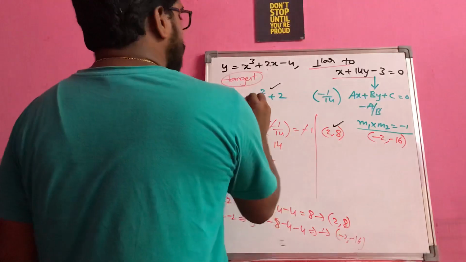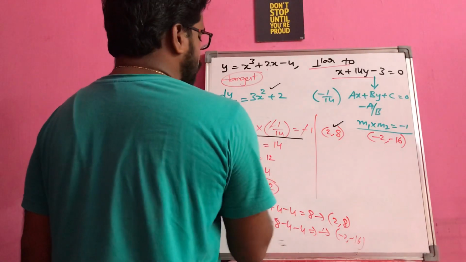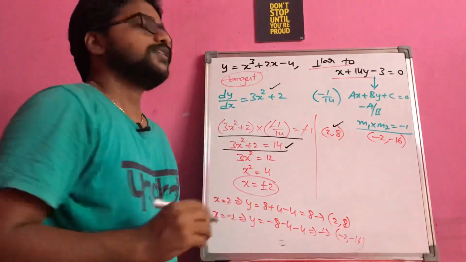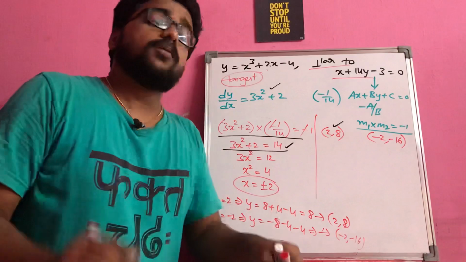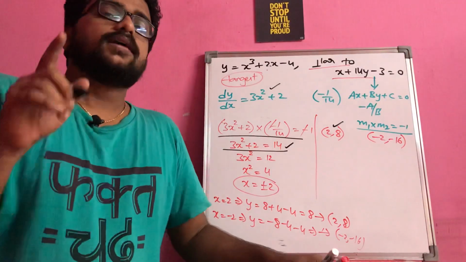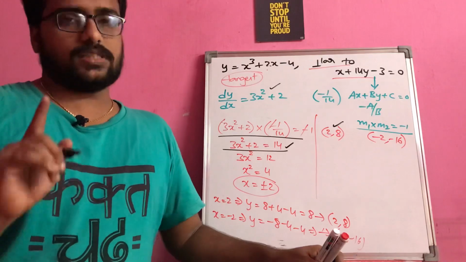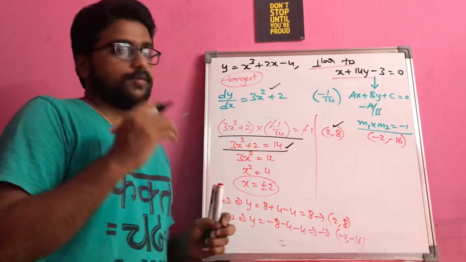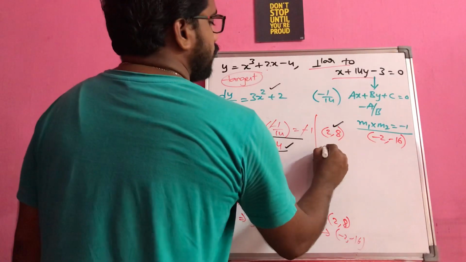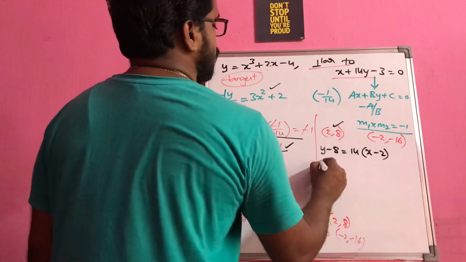So you just observe here, from this 3x square plus 2 is equal to 14 we are getting. So that means here the slope is 3x square plus 2. But we discussed already that the slope should not be a variable, it should be a constant. So 14 is the slope that we have to use here. So corresponding to this one, y minus y1 is equal to m into x minus x1.